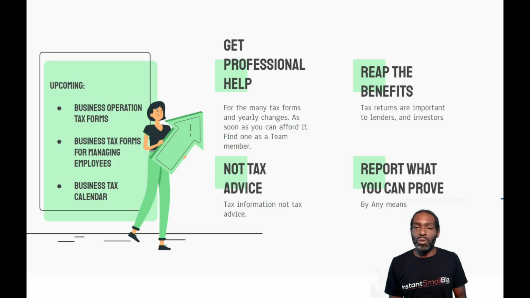And then report what you can prove by any means. And basically, that is the audit proof system, is to report what you can prove. And if you understand the rules and what you're trying to do throughout the year, then it's not hard to do. You keep a paper trail, keep an electronic trail, and keep things together. We'll show you a spreadsheet. We'll show you some software, and then you can do it yourself until you're able to afford a bookkeeper and a professional accountant that'll handle those things for you.